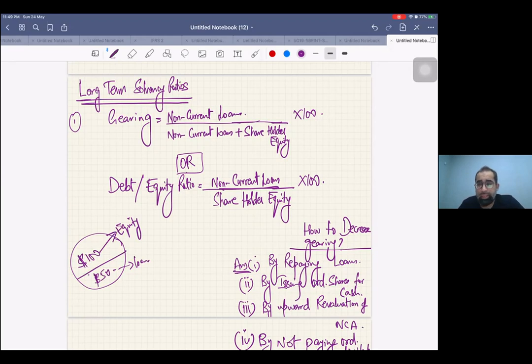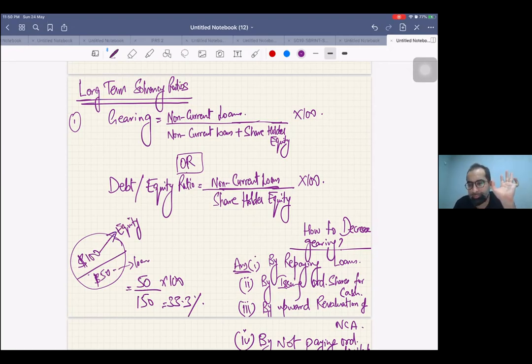Now gearing says: what is the proportion of debt finance to the total finance? In the numerator you write loan, and in the denominator you write the complete total, that is loan plus equity. So 50 divided by 150 times 100 is 33.3%. So your gearing is 33.3%. In short, gearing is loan finance divided by total finance, times 100.